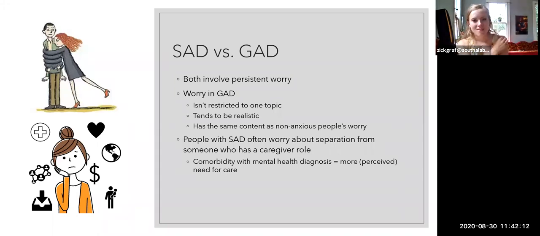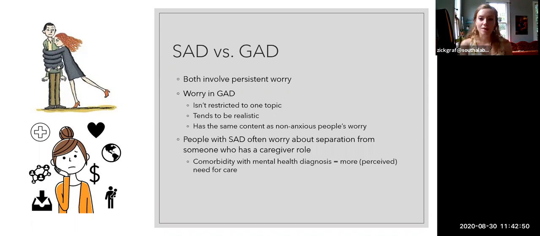So both separation anxiety disorder and generalized anxiety disorder involve persistent worry. So in that way, they're similar. But worry in generalized anxiety disorder is not limited to one topic. So people with GAD might have separation worries, but they also have a whole bunch of other worries. Worries in generalized anxiety disorder tend to be realistic. So whereas someone with GAD might worry about their loved one getting into an accident, like a car accident, or they might worry about their long-term health, they'd be less likely to worry about something extreme like their loved one being kidnapped when they go to the grocery store.